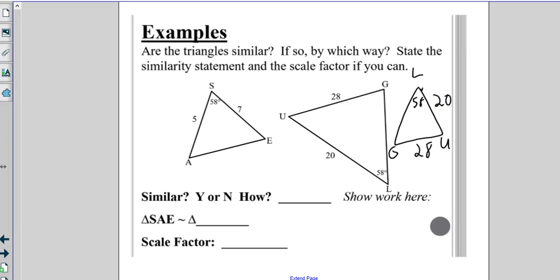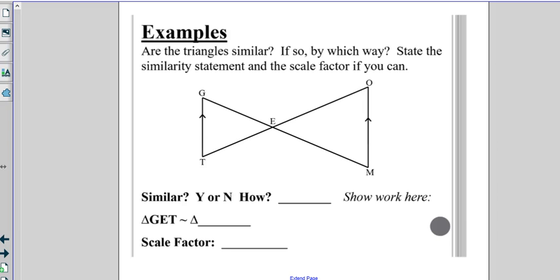All right? So now I got to compare. Now notice, I don't have two angles, so AA is out. I don't have 3 sides, I only have 2 sides on each, so SSS is out. So I'm looking at SAS. Well, I have side, angle, side here, but I do not have side, angle, side over here. I would need an angle right there to be able to do this. I would need the 58 to be there, and it's not. So therefore, I cannot prove it. It's no.